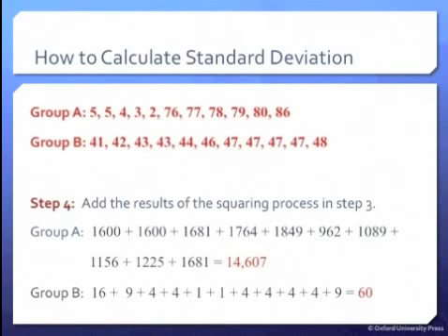For step 4, you add the results of the squaring process done in step 3. I went ahead and did this. The numbers in red are the sum of all the numbers we got from the squaring process in step 3. The numbers in black on the left of the equal sign show you how the sum was obtained. Each of the numbers in black on the left of the equal sign is a result we got from the process of squaring the given value in step 3.